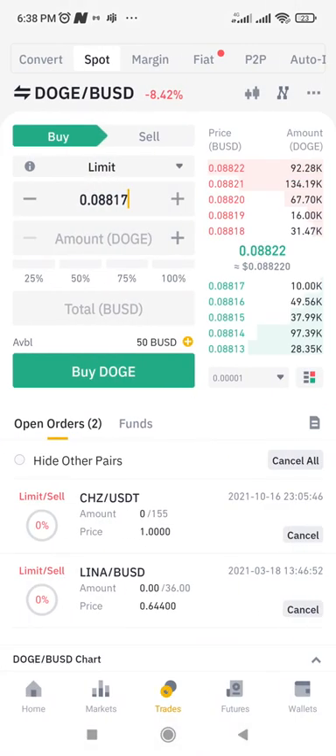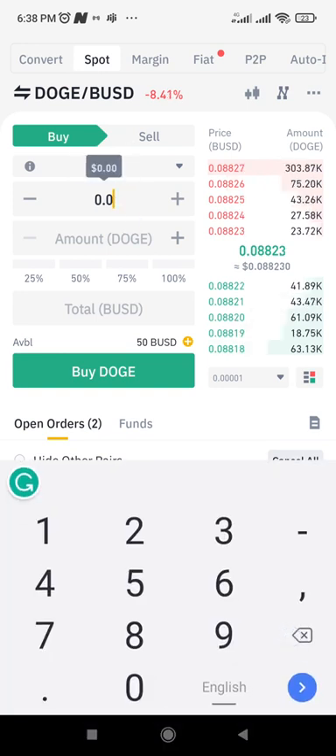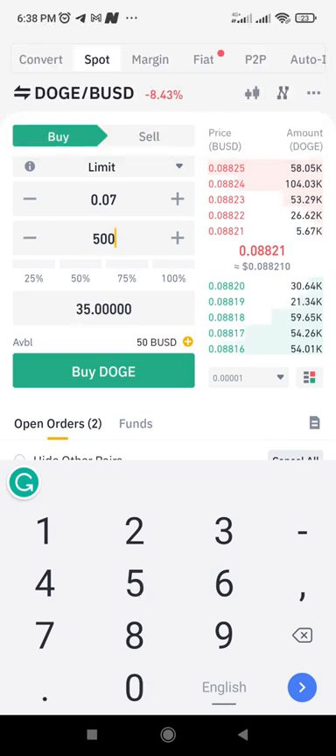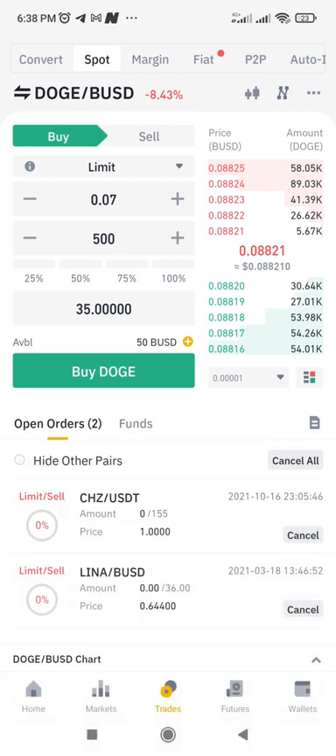Remember, we're talking about limit, that you want to buy at 0.07, and let's say the market is currently at 0.08. I want to buy at 0.07. So let me say I put 500 Doge.